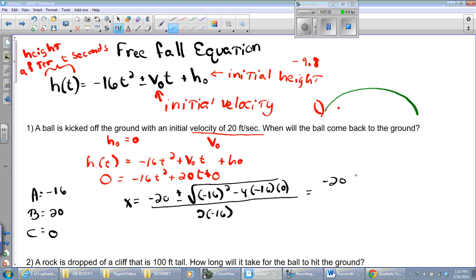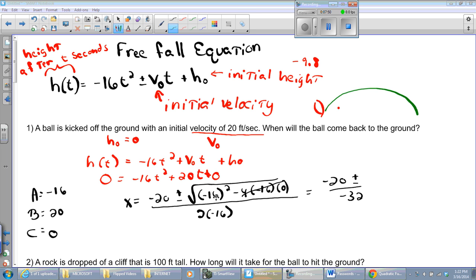And this works out pretty easy. Negative 20 plus or minus 16, right? Because this is going to turn to 0. Negative 16 squared is 256. When I take the square root, I'm going to get 16. Okay, and so then I'm going to have negative 32. Uh-oh, something's bothering me here. Do I have a mistake? Hold on one second. Yep, I sure do. I have a silly mistake.